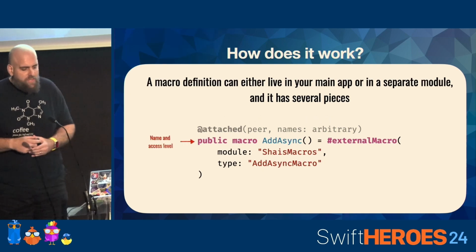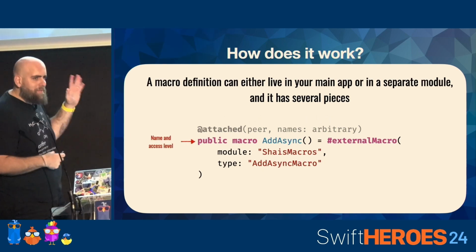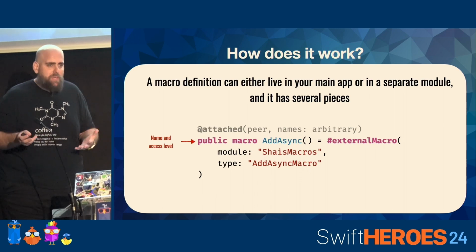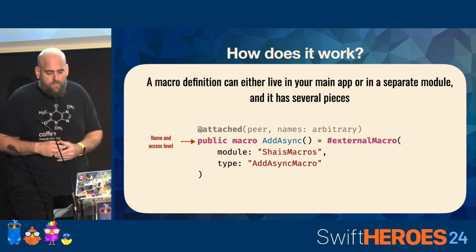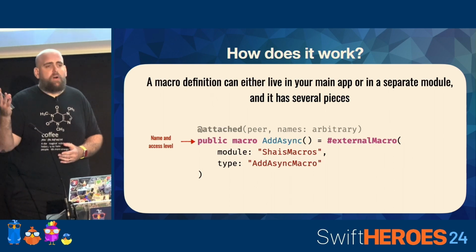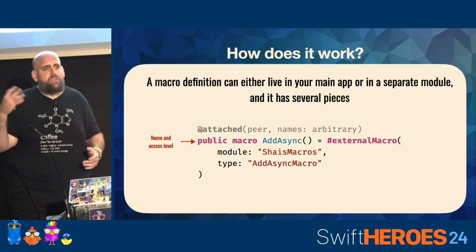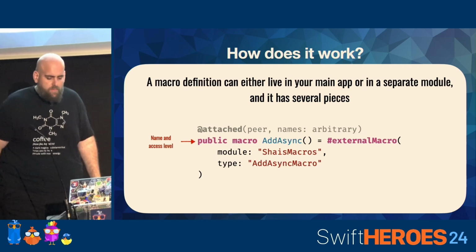And then the declaration itself. First we have this public macro add async, which looks kind of like a public function. It will usually be public because otherwise you can't access it from other modules. And it will say this is an external macro. It lives in a different module called Shai's macros. And it has this add async macro, which is the type that actually does the code generation work.